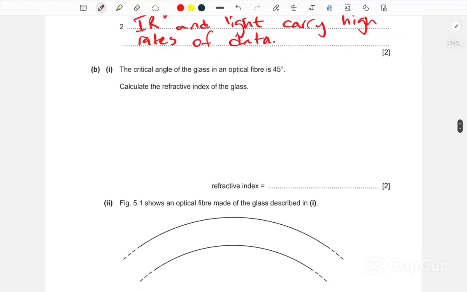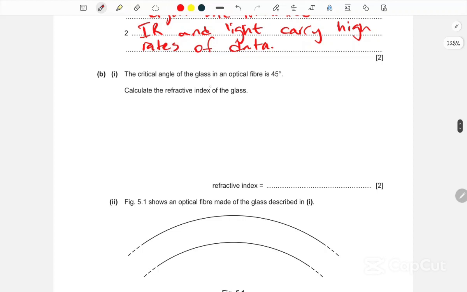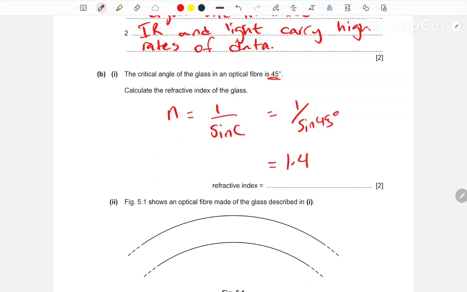Part B. The critical angle of a glass in an optical fiber is 45 degrees. Calculate the refractive index of the glass. So refractive index is equal to 1 over sine C. In this case, it's 1 over sine 45 degrees. So the answer is going to be 1.4. We write 1.4 over here.